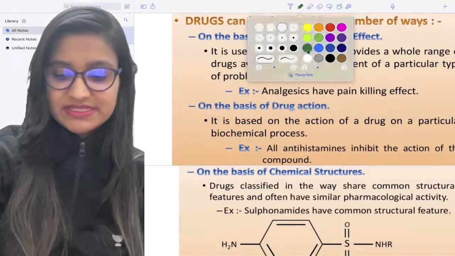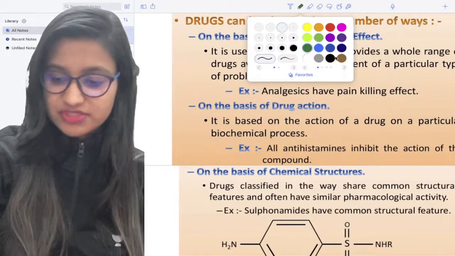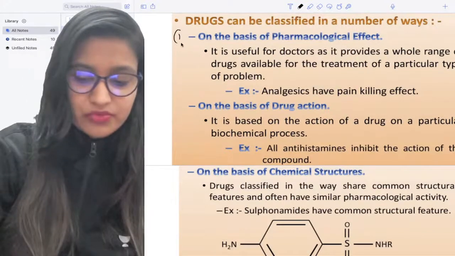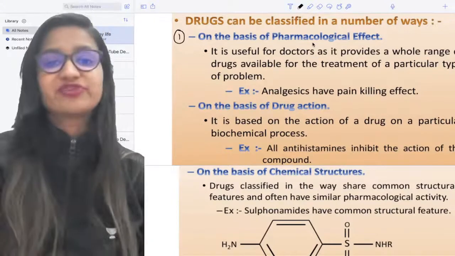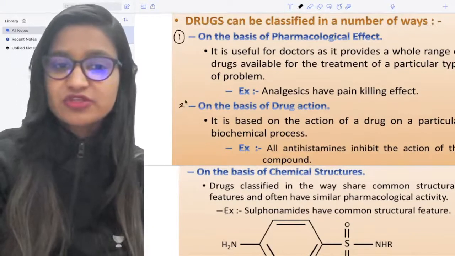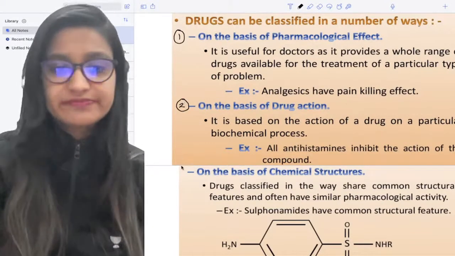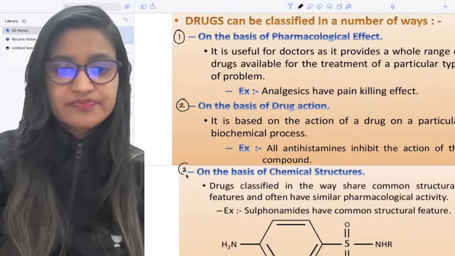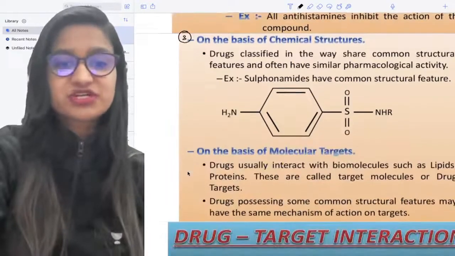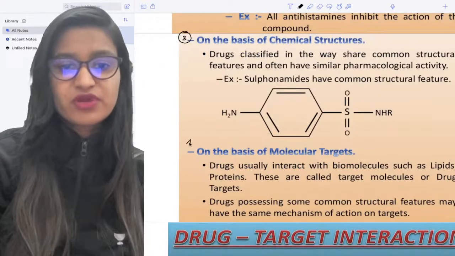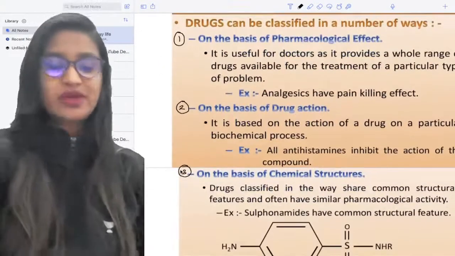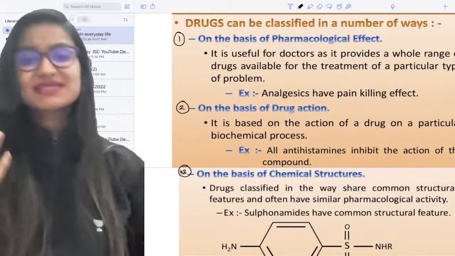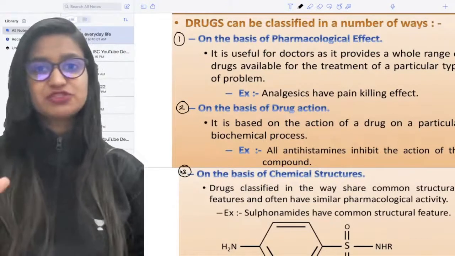Number one, you can see here, on the basis of pharmacological effect, right? Number two is on the basis of drug action. Number three, on the basis of chemical structures. And number four, on the basis of molecular target. So these are the four classifications that we need to study.